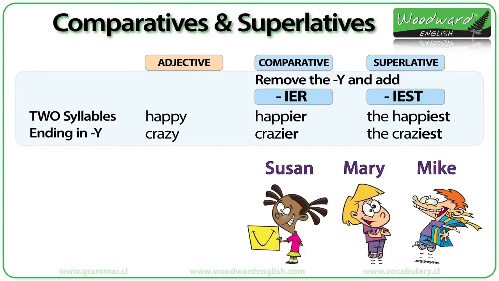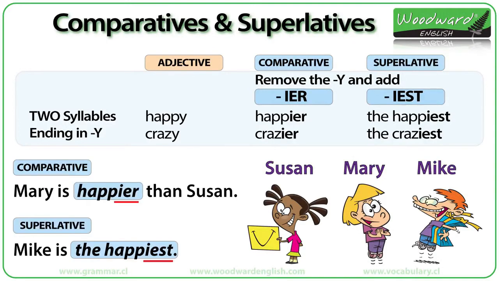Here are 3 children, Susan, Mary, and Mike. How can we compare these 3 children using the adjective happy? Mary is happier than Susan. Mike is the happiest.